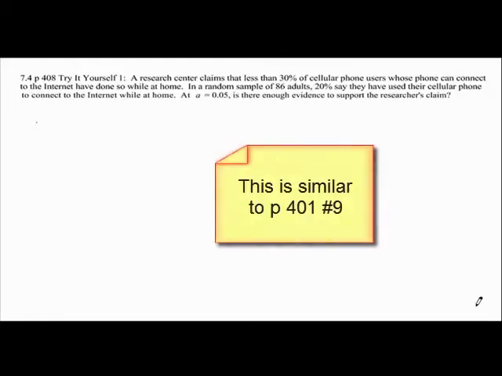7.4, page 408, try it yourself 1. A research center claims that less than 30% of cellular phone users whose phone can connect to the internet have done so while at home. In a random sample of 86 adults, 20% say they have used their cellular phone to connect to the internet while at home. At alpha equals 0.05, is there enough evidence to support the researcher's claim?